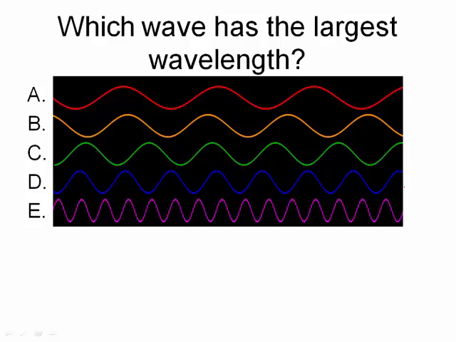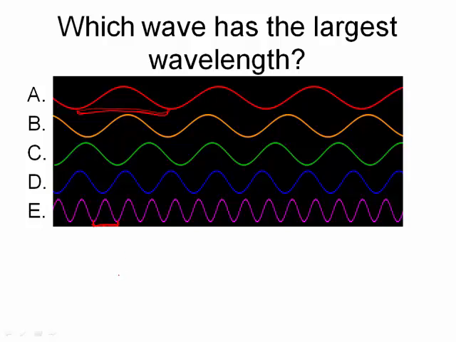So looking at these, which wave has the largest wavelength? Now, if you look at the picture, you'll notice that the largest distance is actually from this trough to this trough. So this one has the longest wavelength when we're looking at the waves themselves. E would have the shortest wavelength when we look at the distance from trough to trough. That has the shortest wavelength.